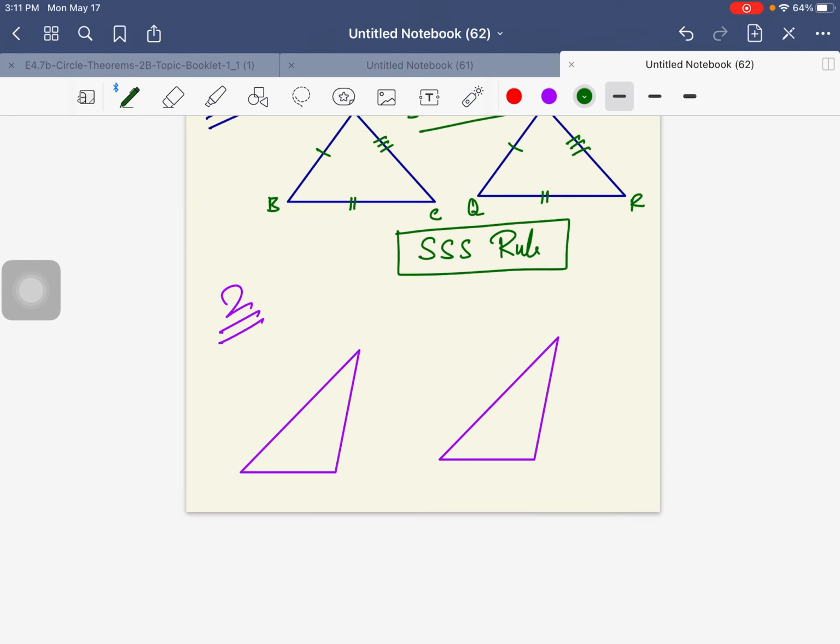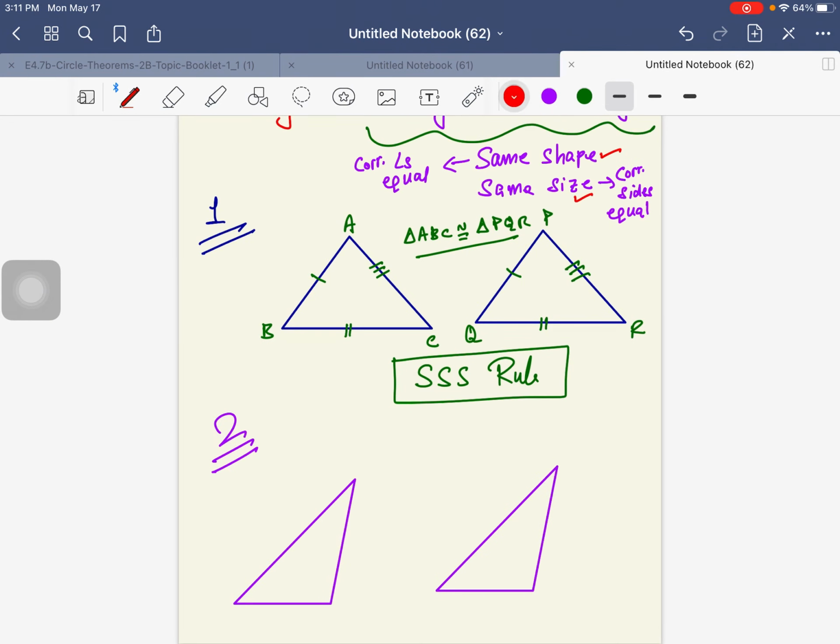Second rule, rule number two, is SAS, side angle side rule. So this one was the first rule, triple S. Second rule, SAS, side angle side. S stands for side, A stands for angle. So that means two sides of one triangle.